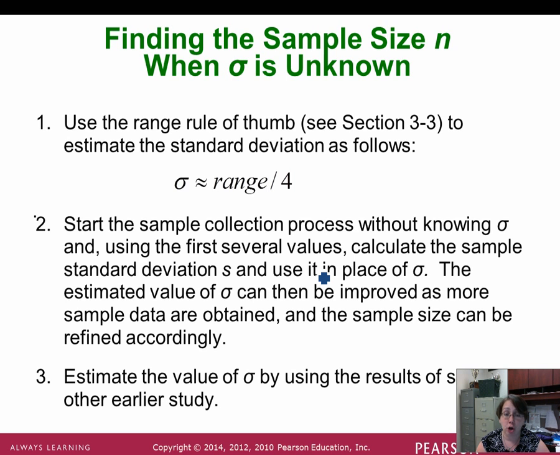Number 2, you could start the sample collection process without knowing sigma. Just start collecting data. Using the first several values, you could calculate the sample standard deviation s and use that instead of sigma. So remember, you're trying to figure out how big a sample you need. Well, you can start sampling. You can get a small sample and get an s, a sample standard deviation, and use that in place of sigma. That's an option. Or number 3, you could estimate the value of sigma by using the results of some other earlier study. Whichever one you use, it depends on the problem. It depends on what you're doing in life. But you have 3 choices if you don't know sigma.